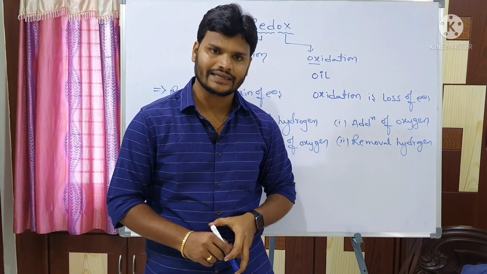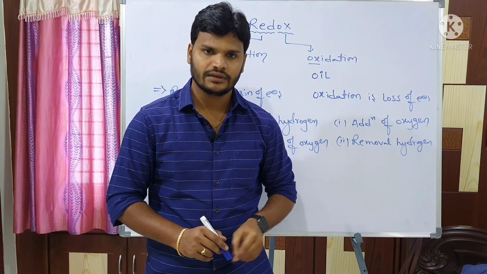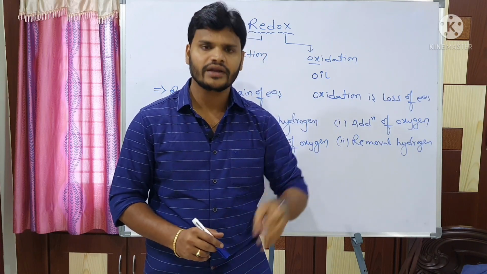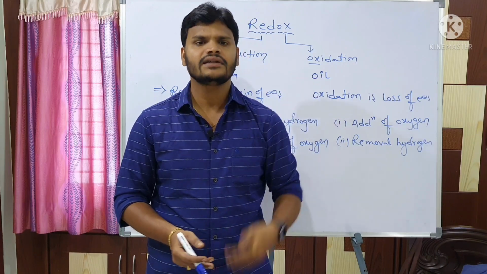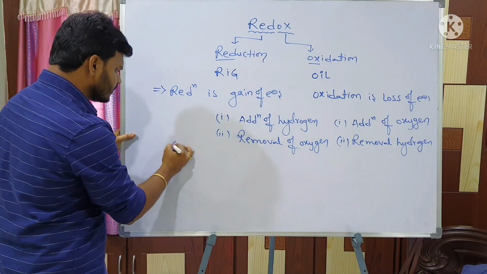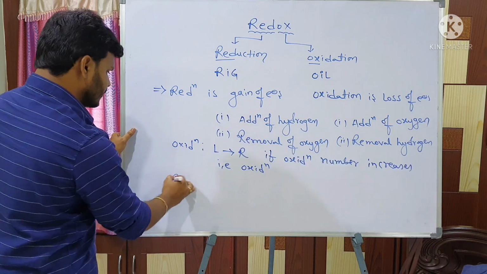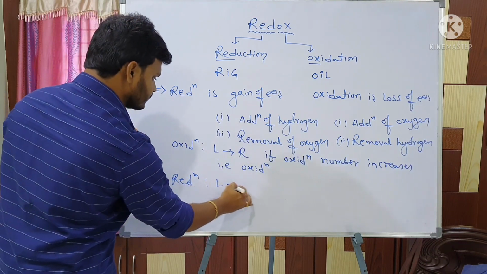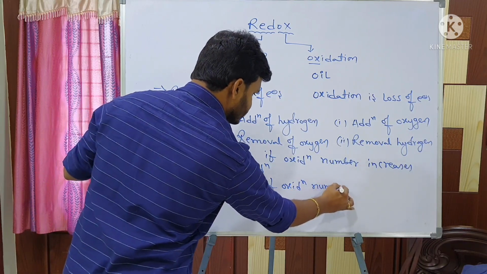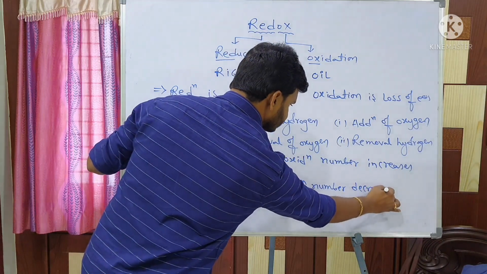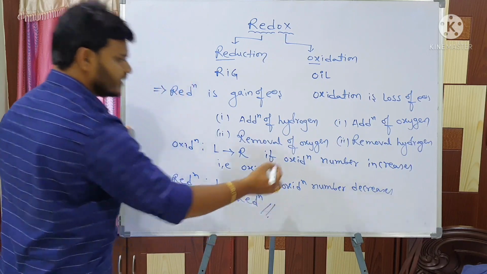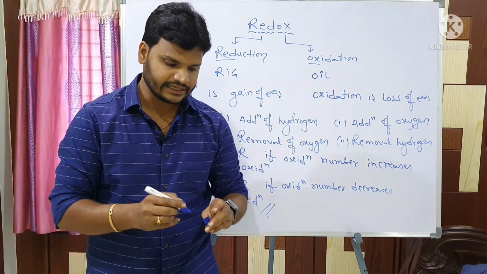And one more important shortcut technique: in a chemical reaction, left to right, if oxidation number increases, that is oxidation. If left to right, oxidation state decreases, that is reduction. Just have a small look. What is oxidation and what is reduction? Oxidation: left to right, if oxidation number increases. If oxidation number decreases, that is reduction. Clear na students? This is the basic introduction.